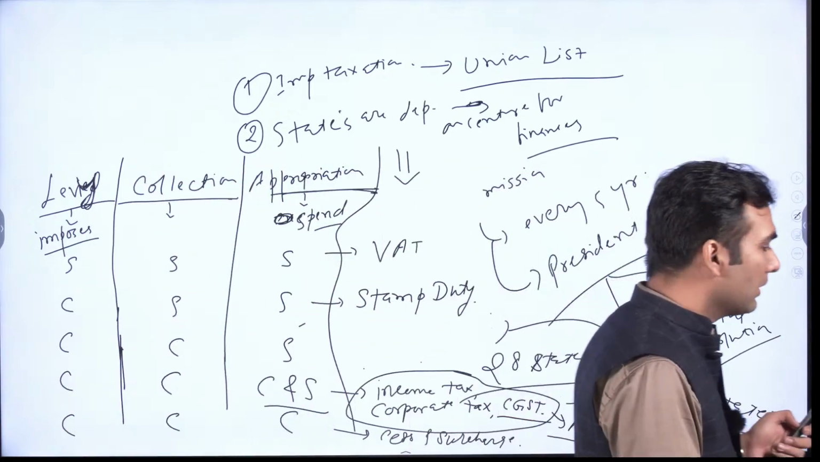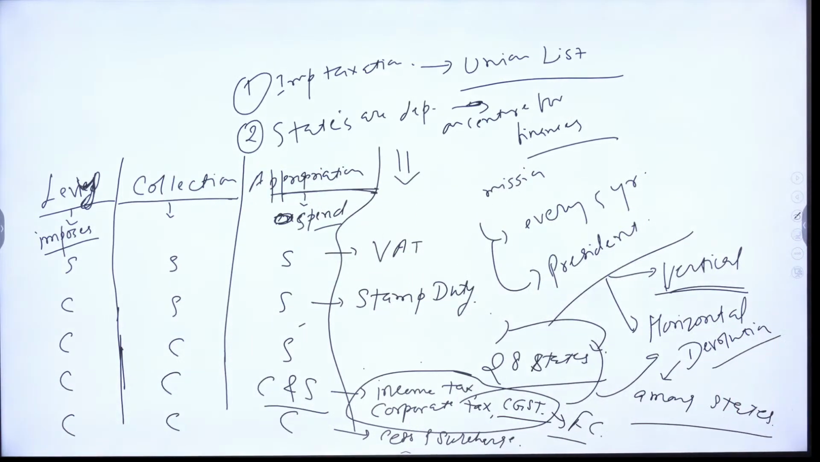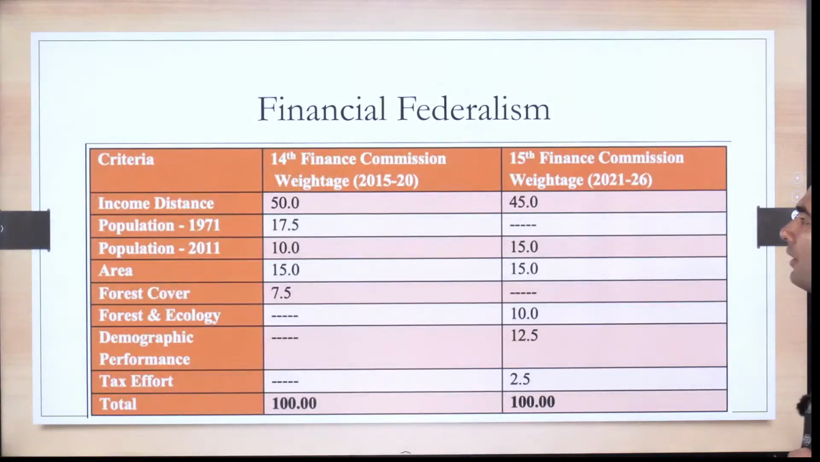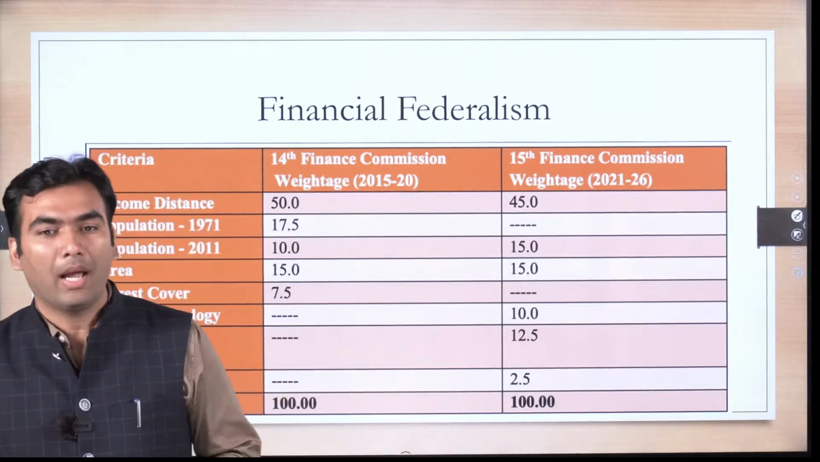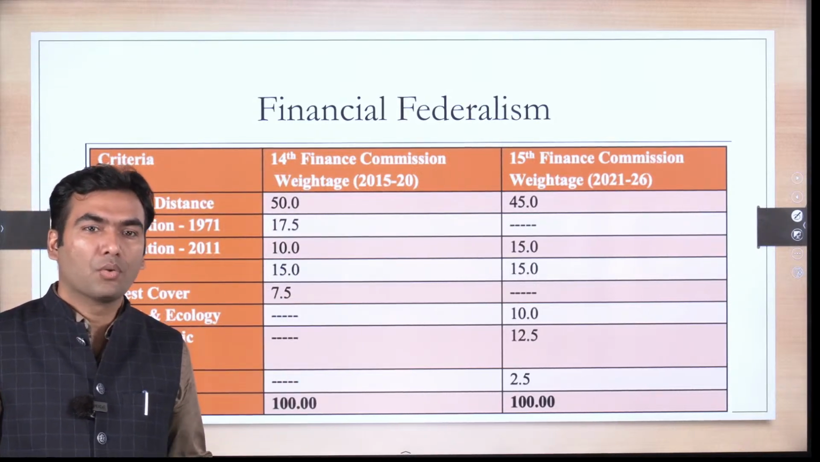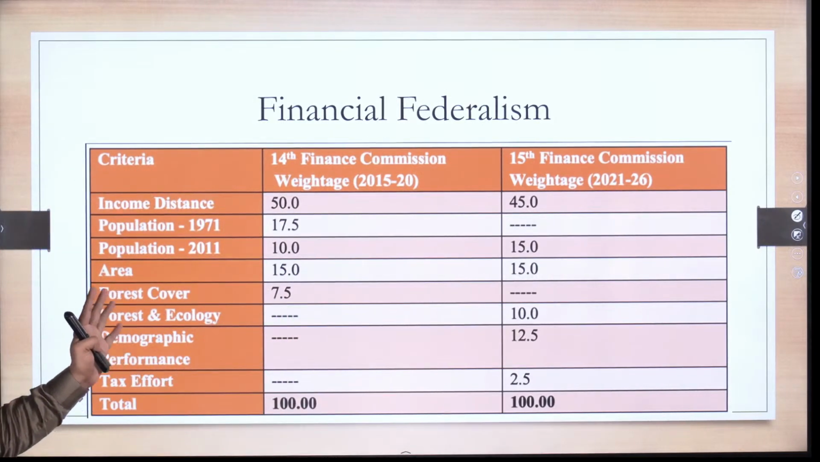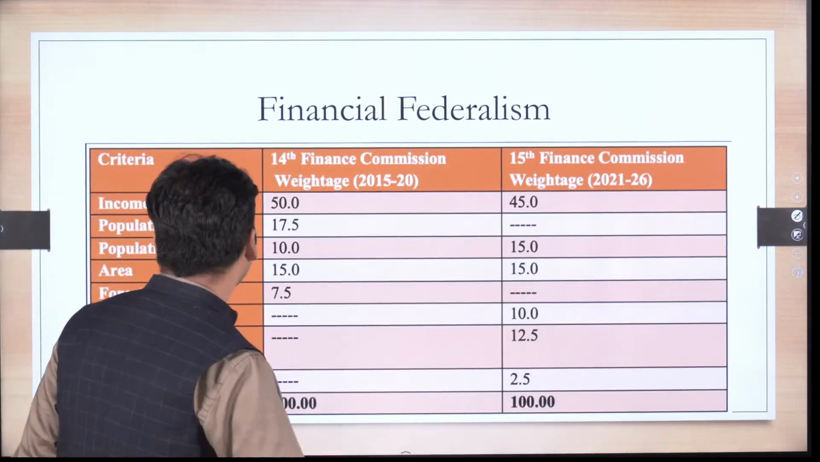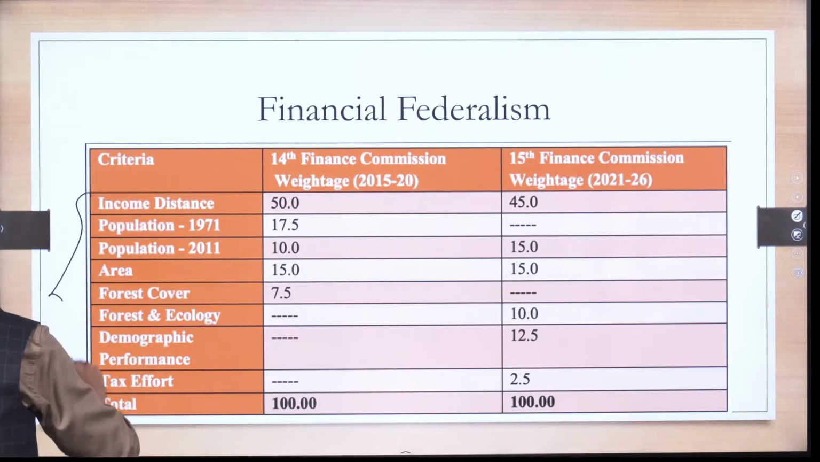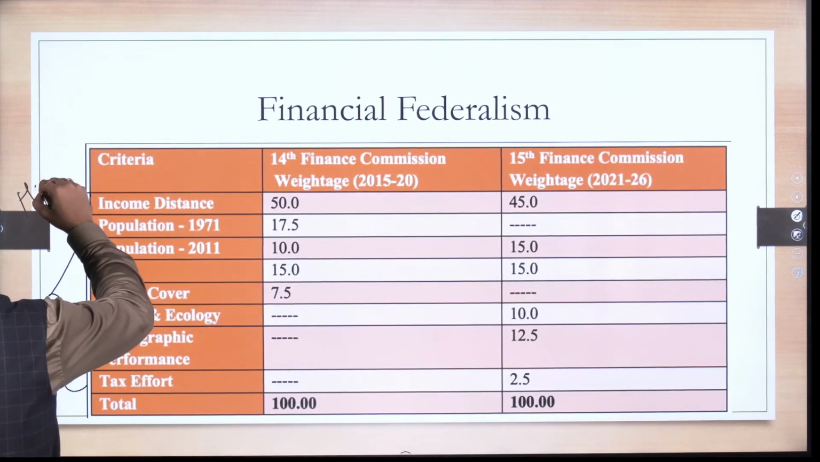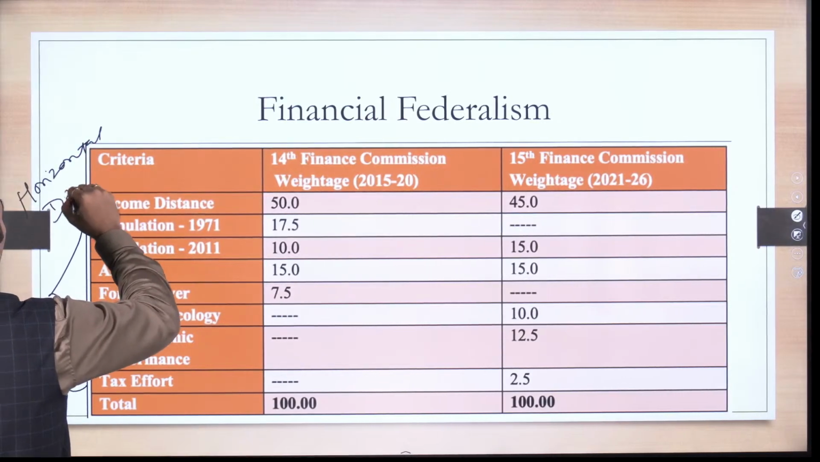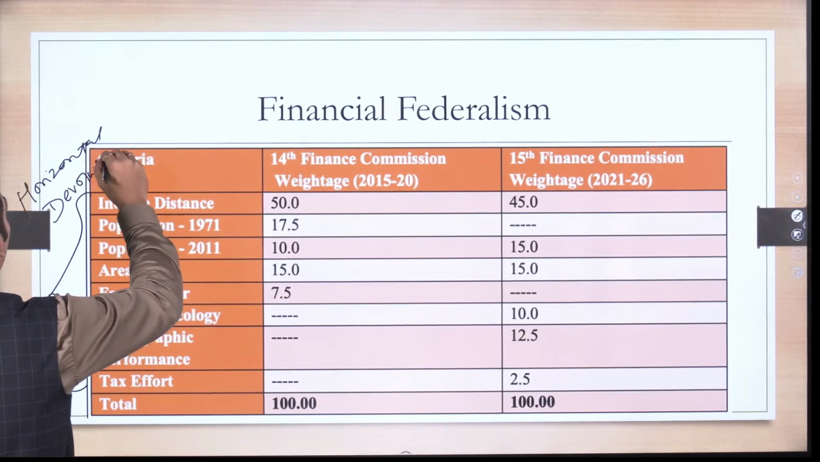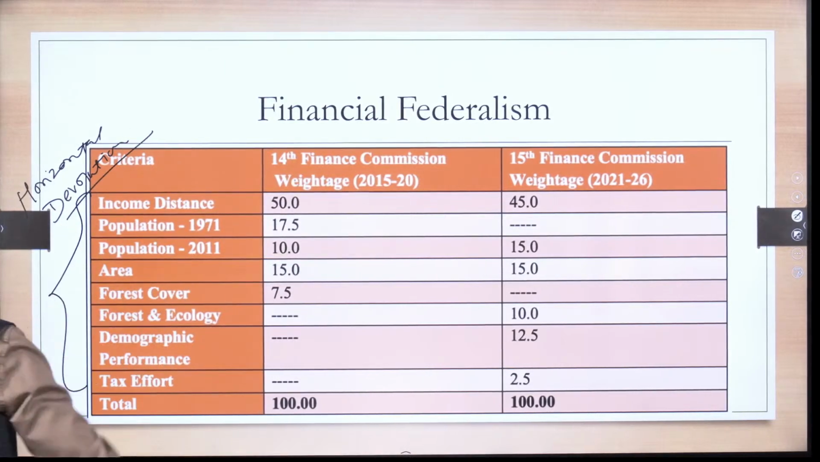Now, let's move to the next item. The 15th Finance Commission has given its recommendation. So what are the criteria that have been used by the 15th Finance Commission? The criteria we are discussing are for horizontal devolution, for distribution of money among states.